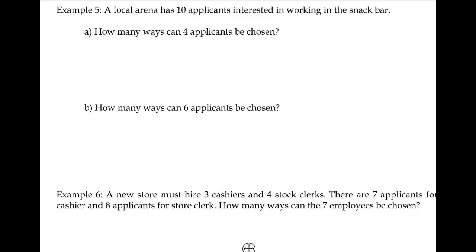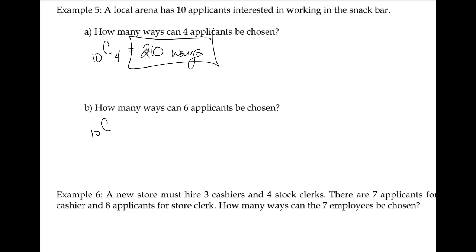Example 5. A local arena has 10 applicants interested in working in the snack bar. How many ways can 4 applicants be chosen? So 10 choose 4. You have 210 ways to choose applicants, or combinations. And 10 choose 6 also gives you 210 ways.